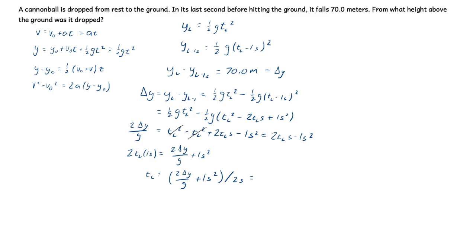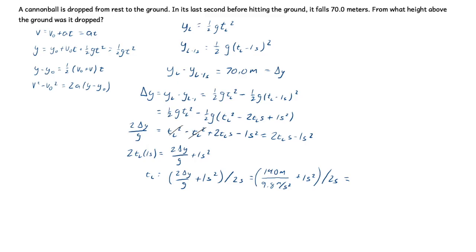Now we can just plug numbers in. 2 delta y, so delta y here is 70 meters. So 140 meters divided by 9.8 meters per second squared. What does that give us? That gives us something that's going to be in terms of seconds squared, so that's right. Plus 1 second squared. And then we divide that by 2 seconds. Are our units going to work? It looks like they will. Now it's just a matter of doing the numbers.